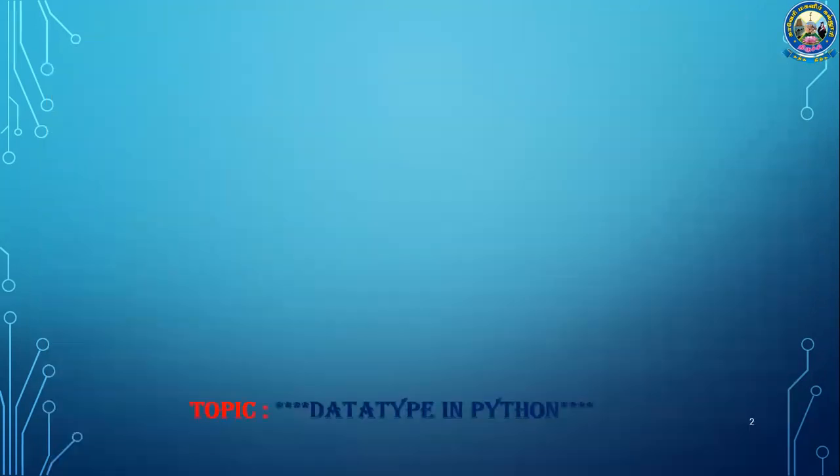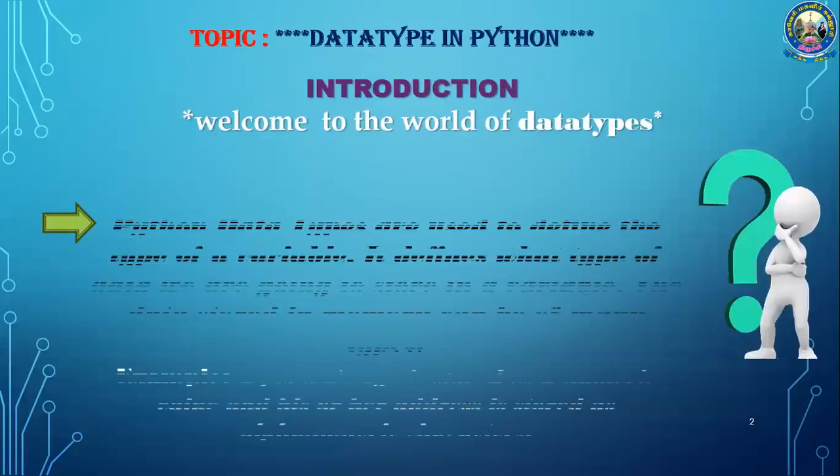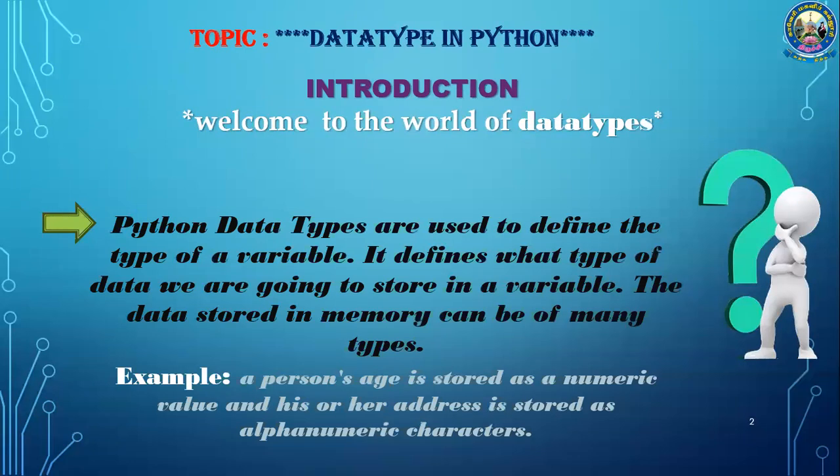In today's session, we are going to learn about what is data type and types of data type in Python. Python data types are used to define the type of a variable. It defines what type of data we are going to store in a variable. The data stored in a memory can be of many types. For example, a person's age is stored as a numeric value and his address is stored as an alphanumeric character.